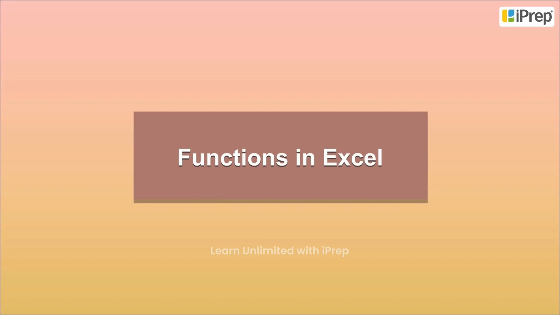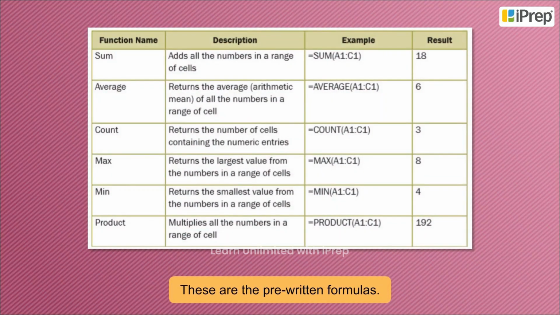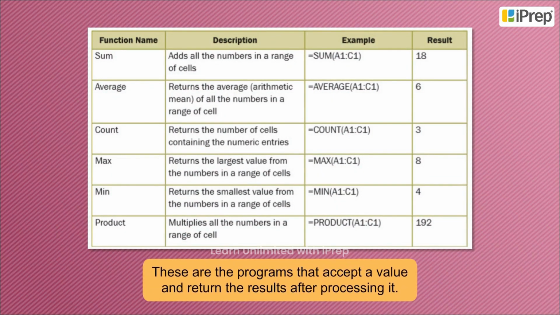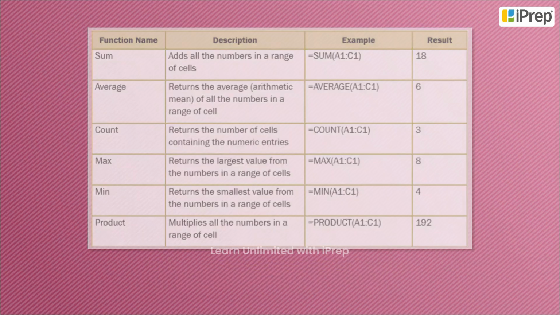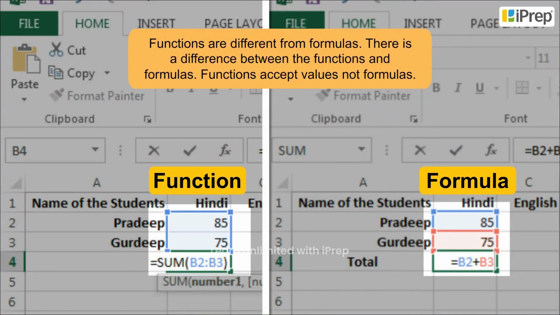Functions in Excel. These are the pre-written formulas. These are the programs that accept a value and return the results after processing it. Functions are different from formulas. There is a difference between the functions and formulas. Functions accept values, whereas formulas don't.